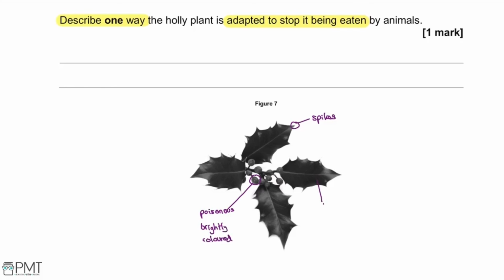poisonous. The mark scheme also allows you to talk about the texture of the leaves, so these are going to be quite tough, and that also makes it more difficult for the animal to physically eat it. Any of these you can give as your final answer, and you only need one of them to get that mark.